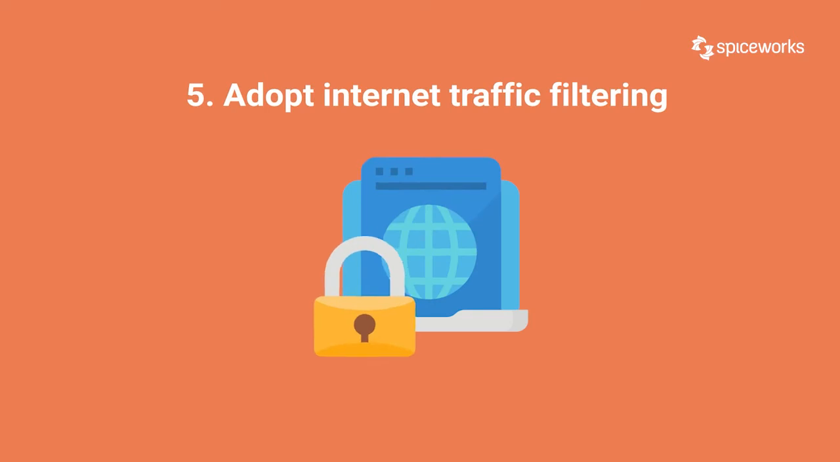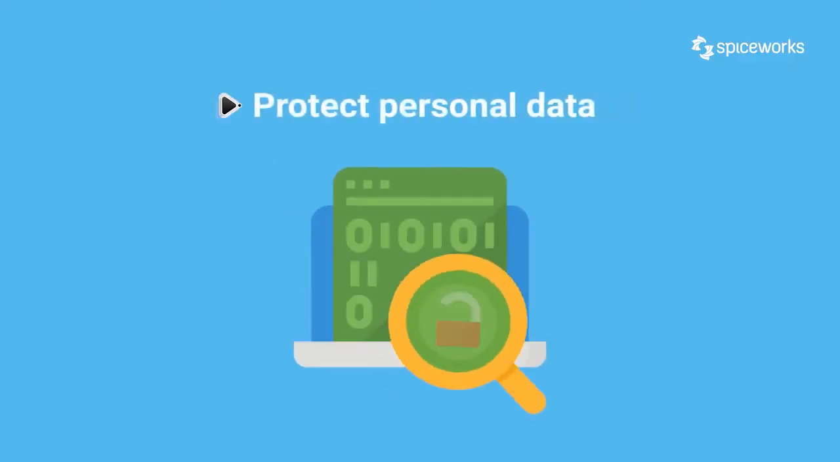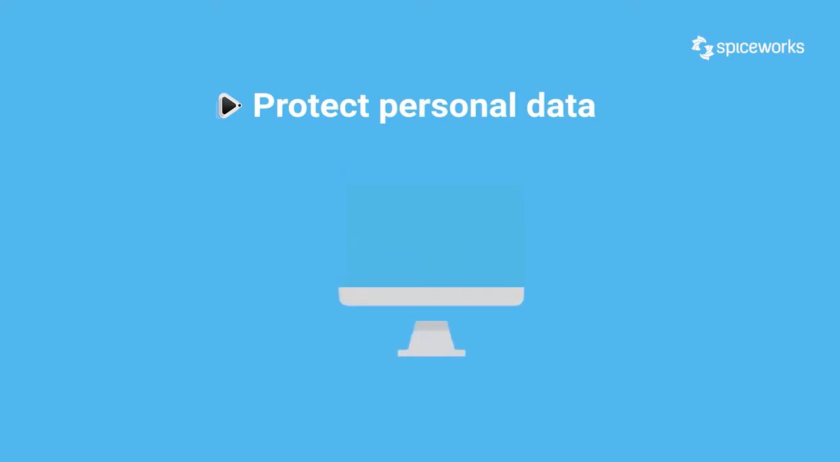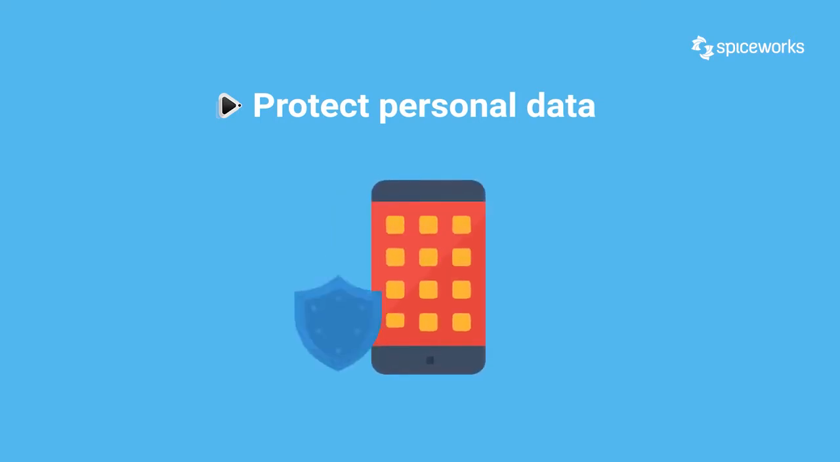Adopt internet traffic filtering. One of the key flaws in an antivirus is that the malware interacts with your computer before being detected. In contrast, traffic screening software examines your inbound and outbound traffic. It ensures that a malicious program cannot infect your computer and protects private and personal information from being leaked to suspect recipients.